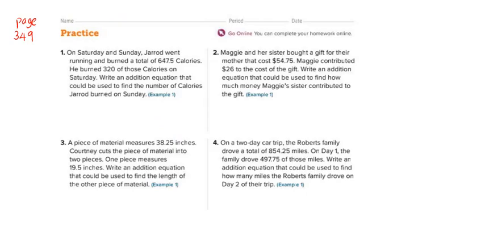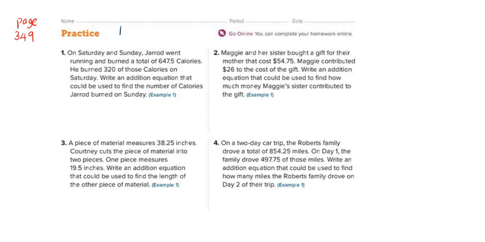Then moving on to the next page, and this is your homework now, so you can complete all the examples on this page. This is on page 349, so please complete all of them, and you can send me your pictures on Telegram or on WhatsApp.